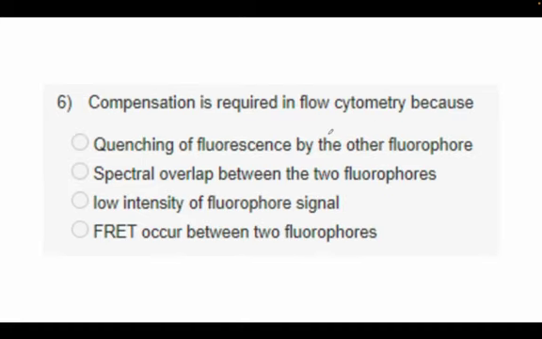Compensation is required in flow cytometry because of spectral overlap between two fluorophores. Okay, remember we discussed we should not have spectral overlap, but if we do have spectral overlap, then we have to basically compensate for that in our data analysis.